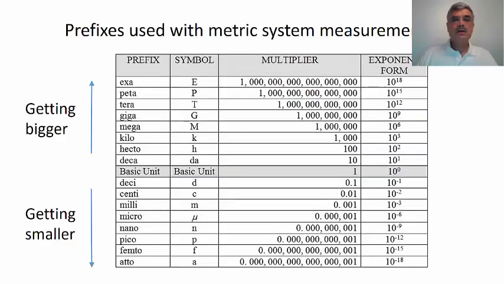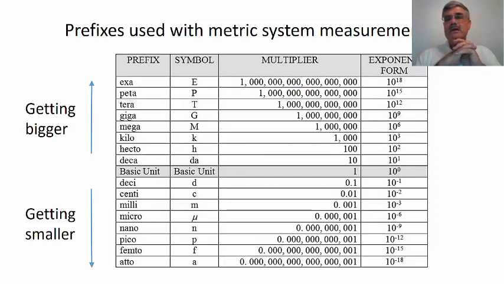Now we also use prefixes a great deal in science because we have numbers that are much larger than our base unit or much smaller than our base unit. And this kind of table you can find in a textbook, and you can Google it and find it in a lot of places.